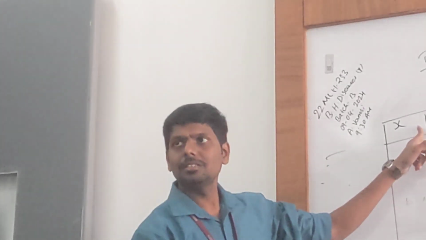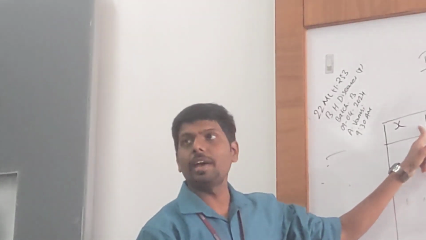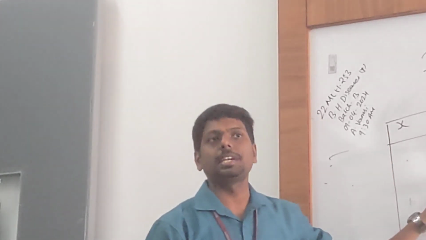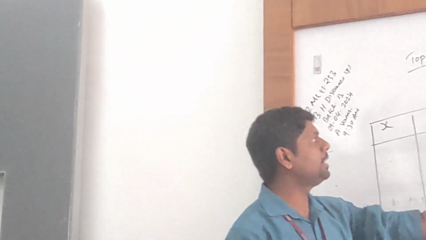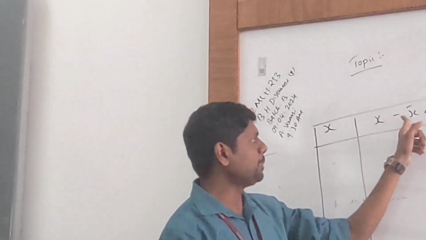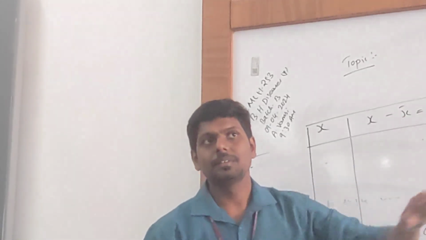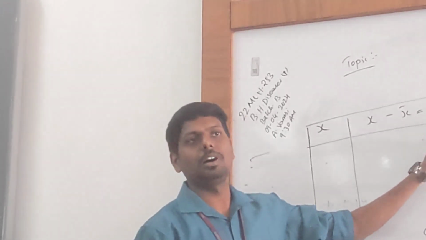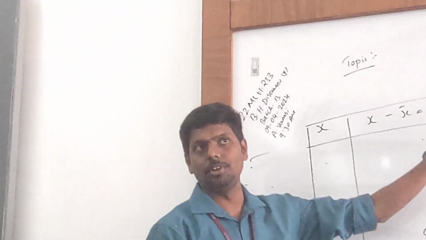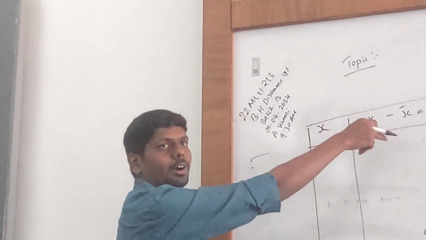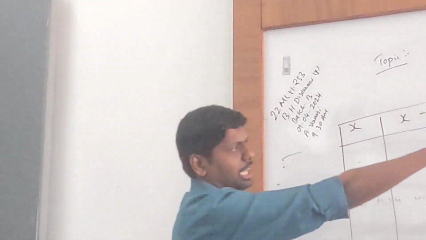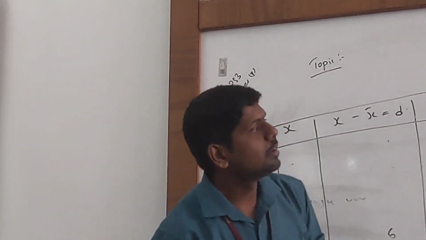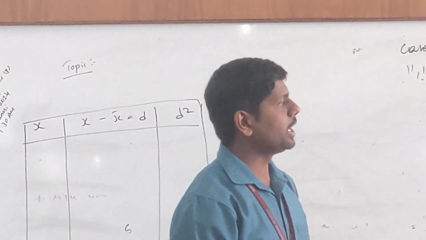What is the meaning of x? See the formula? Each value in a data set is called x. And what is d? x minus x bar, where x bar is the mean. Then d square, the square of d. What is the first step in standard deviation calculation? Calculate the mean of the given data set.